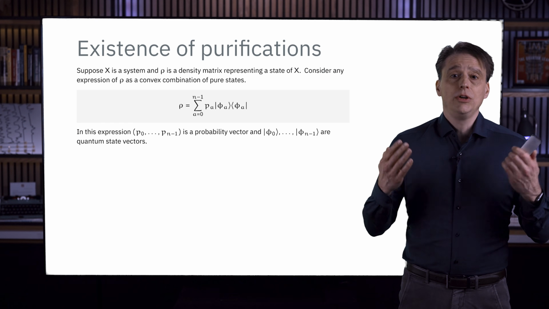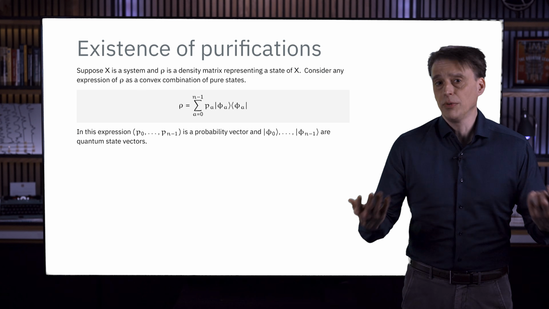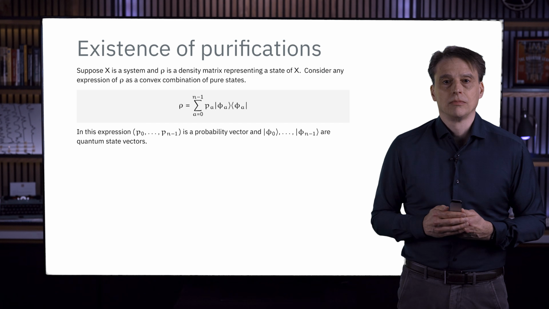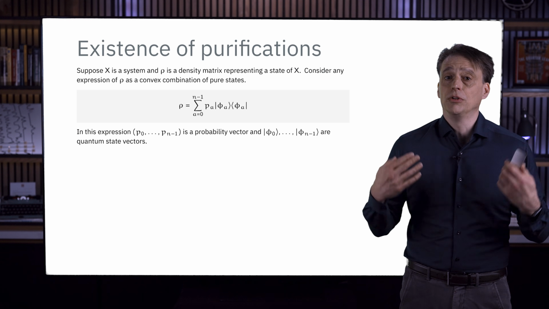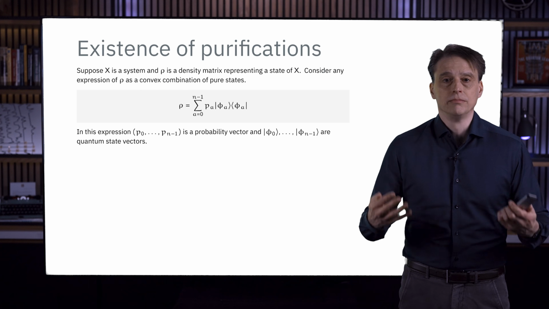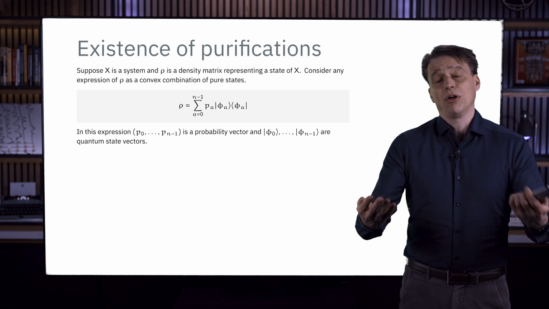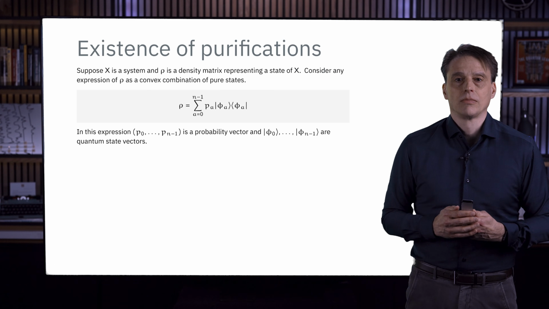For instance, we could use the spectral theorem to obtain an expression of ρ like this, and if we did that, we could take n to be the number of classical states of X. In fact, we could take n to be the rank of ρ, which is equal to the number of non-zero eigenvalues of ρ, counting each one a number of times equal to its multiplicity, and that's never larger than the number of classical states of X, but it could be smaller.